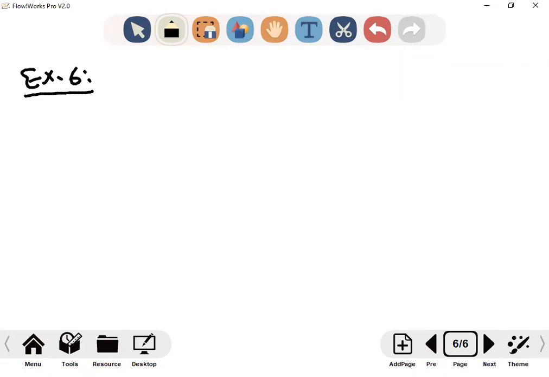Example 6, we have 3 numbers. Let's do it quickly. Negative 26 plus 74 then plus minus how much? 14. Now, if we have three numbers in addition or multiplication, we do two numbers, then the answer with the third. Let's do the first two numbers together here.